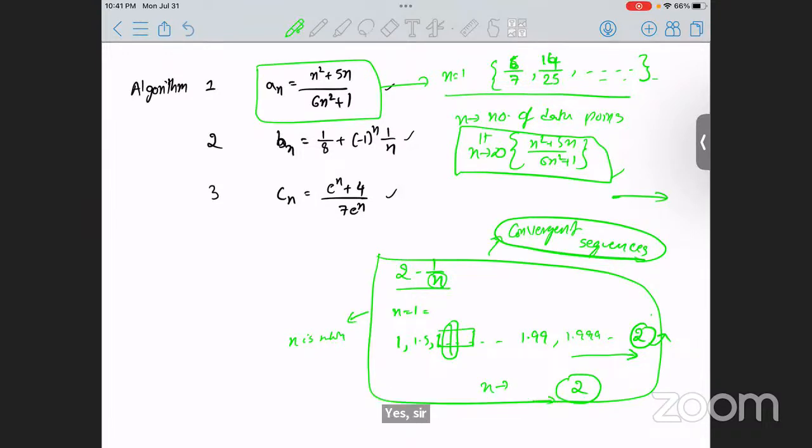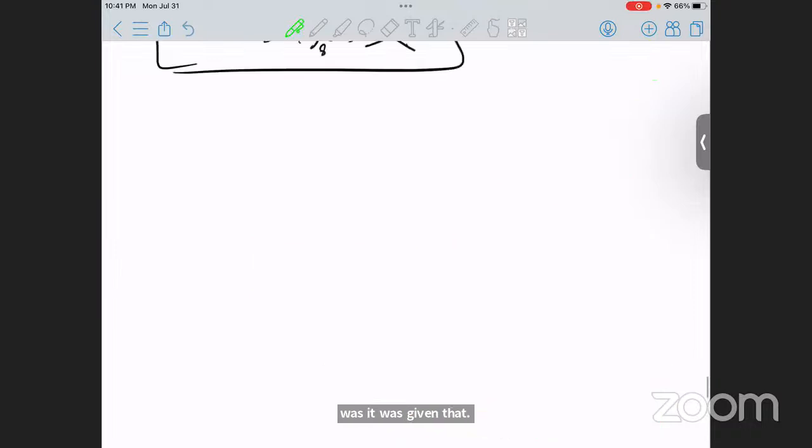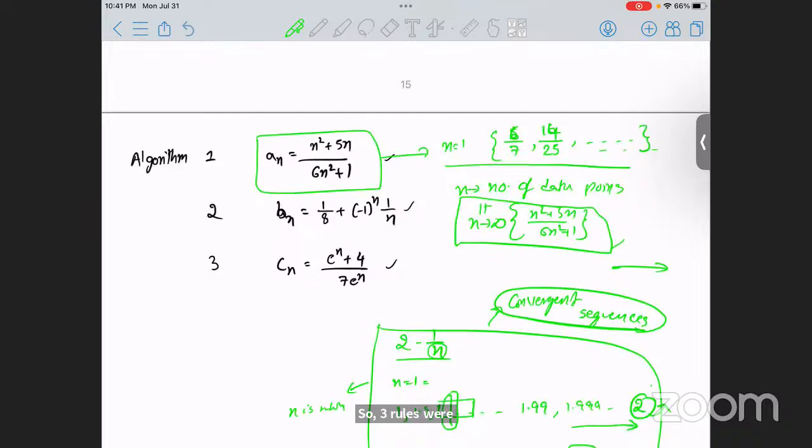Sir, I have one doubt. When I was looking at continuity of functions, it was given that there were 3 rules. One was if f of x is defined. What do we mean by f of x being defined? Defined over R means x values of f of x are in the real numbers. So infinity will not be considered as defined.